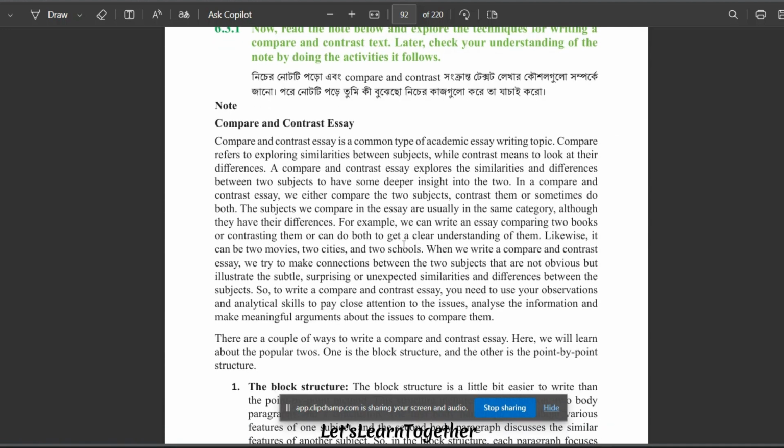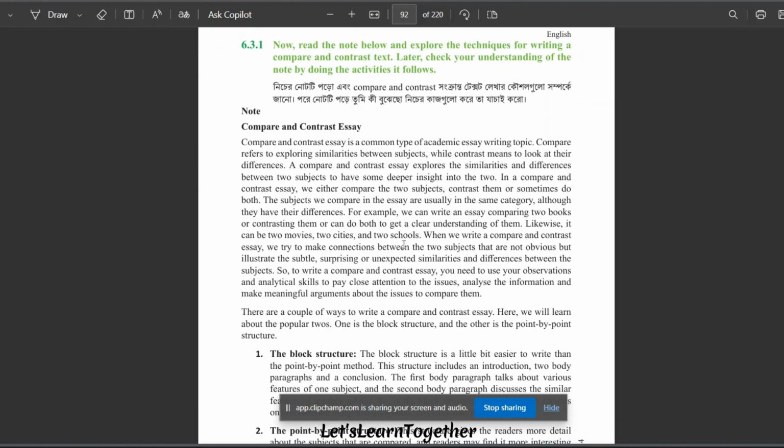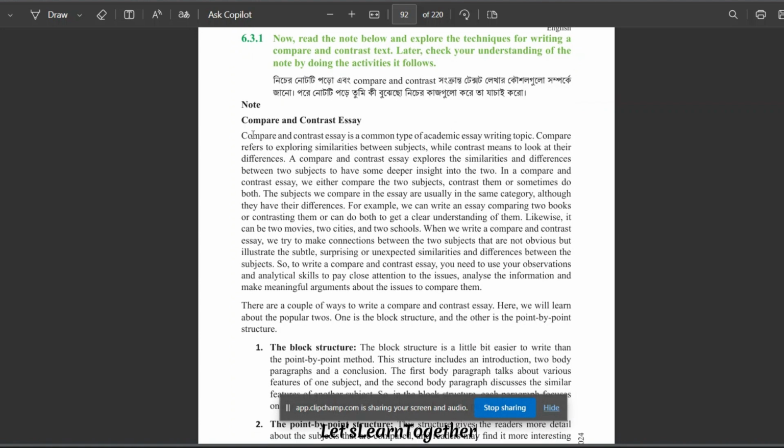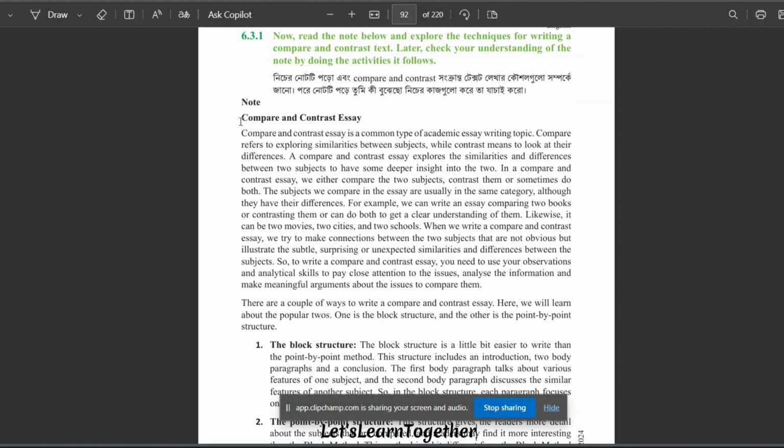So let's first understand what a compare and contrast essay is, because we will be writing the similarities and differences of these two structures of compare and contrast essay in the 6.3.1 activity. So okay, what is a compare and contrast essay basically? Let's read out this text.